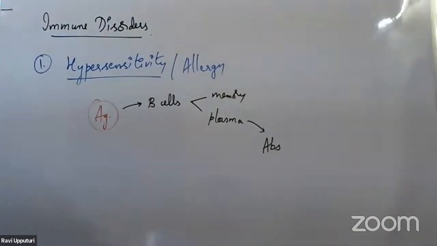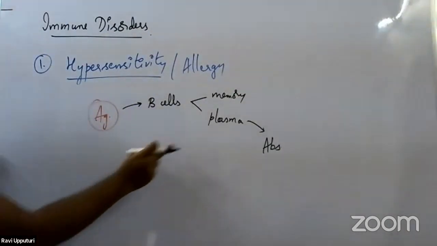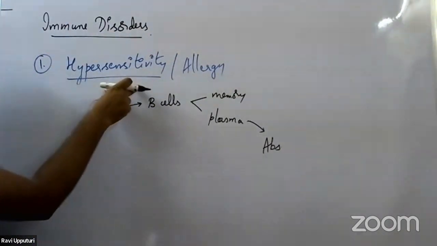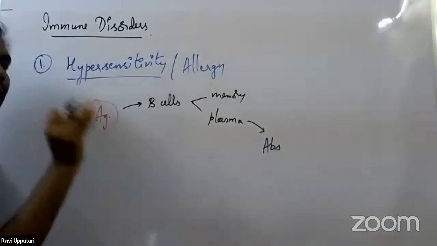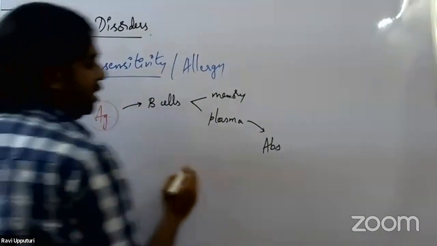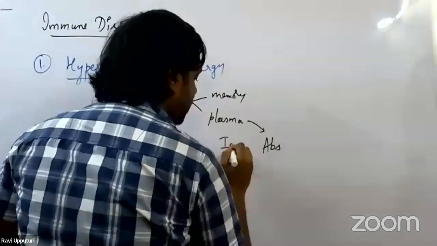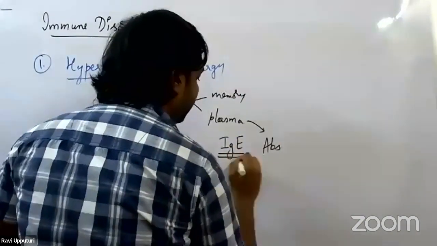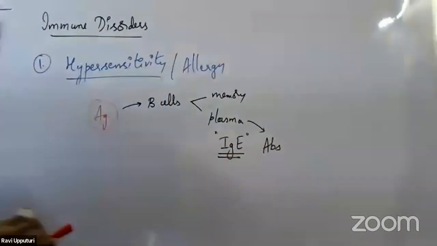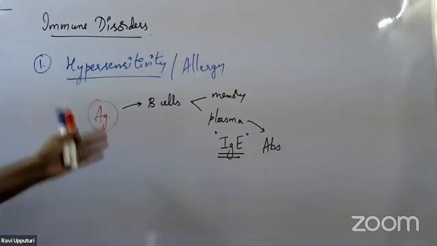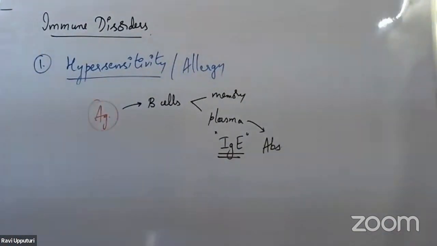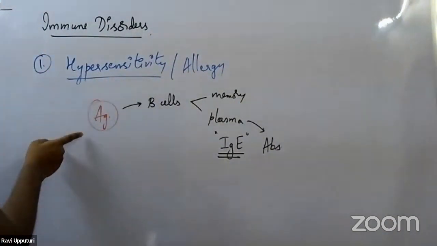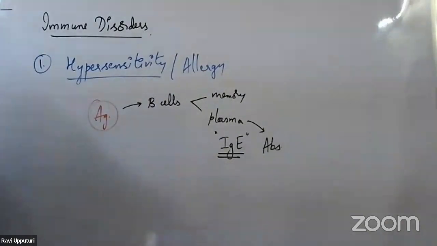One important thing here is the type of antibody that is synthesized against the allergen. The type of antibody which is synthesized against the allergen is the IgE type of antibody. This is an important one that you need to remember. IgE type of antibody is being synthesized against this particular allergen that has entered into the body.